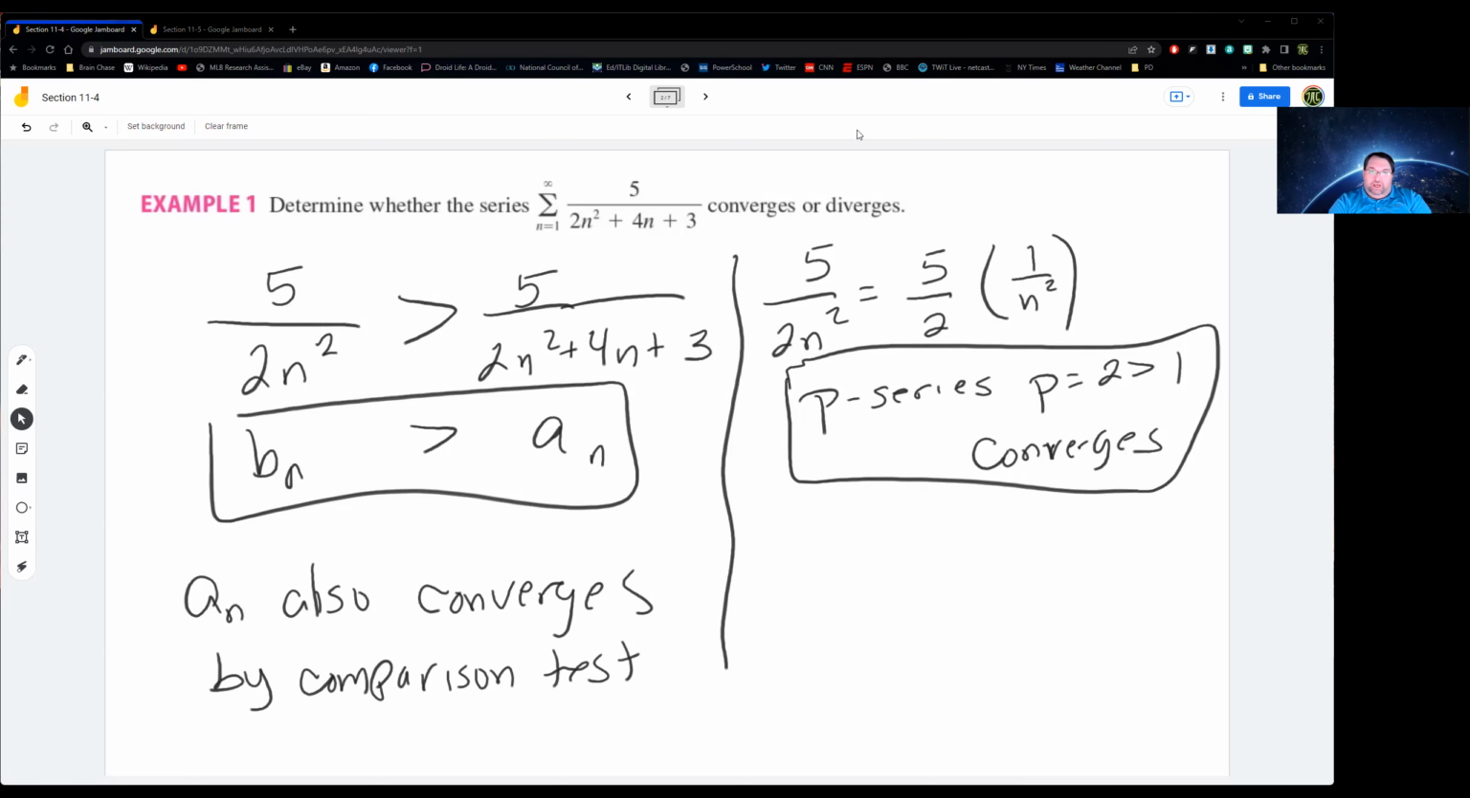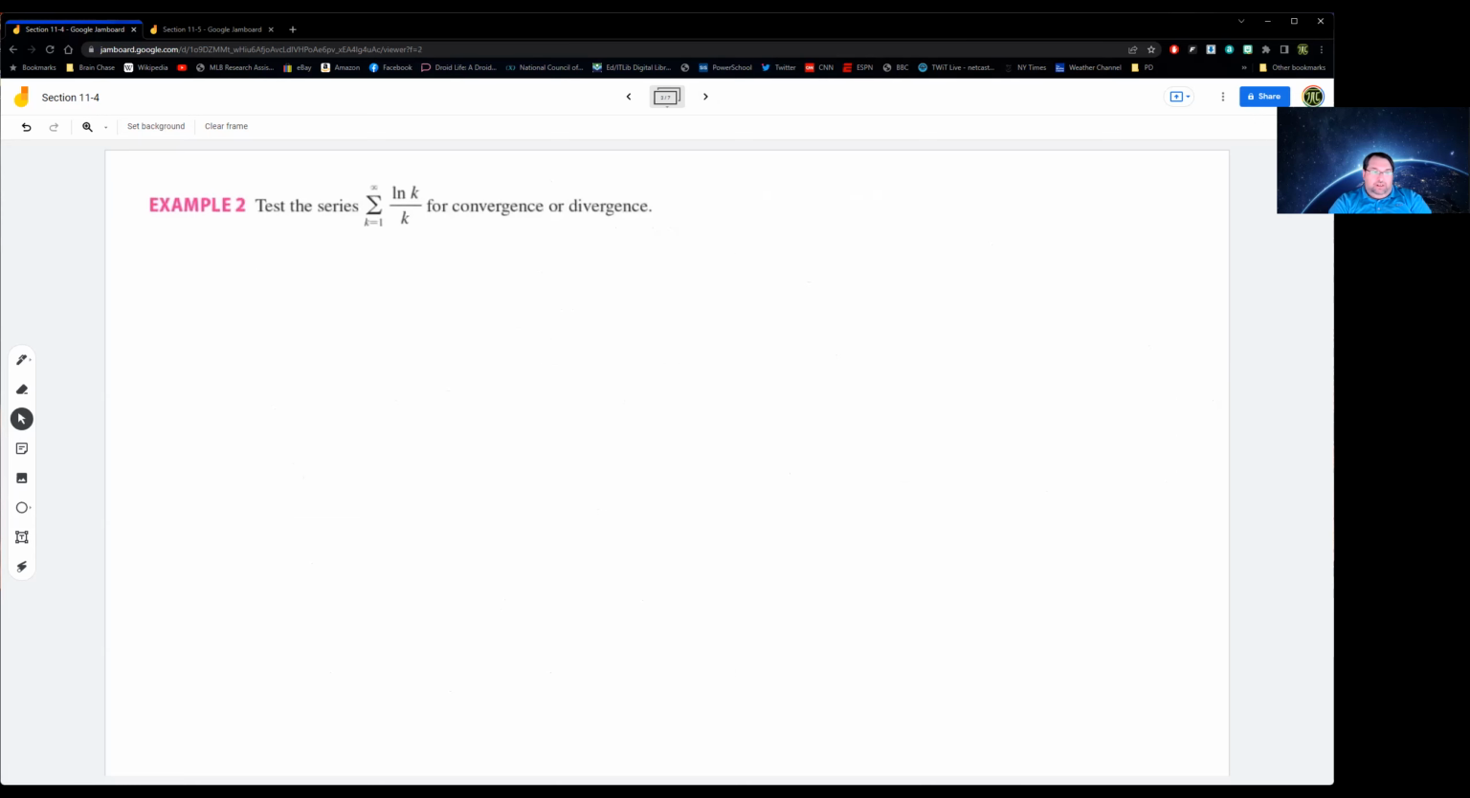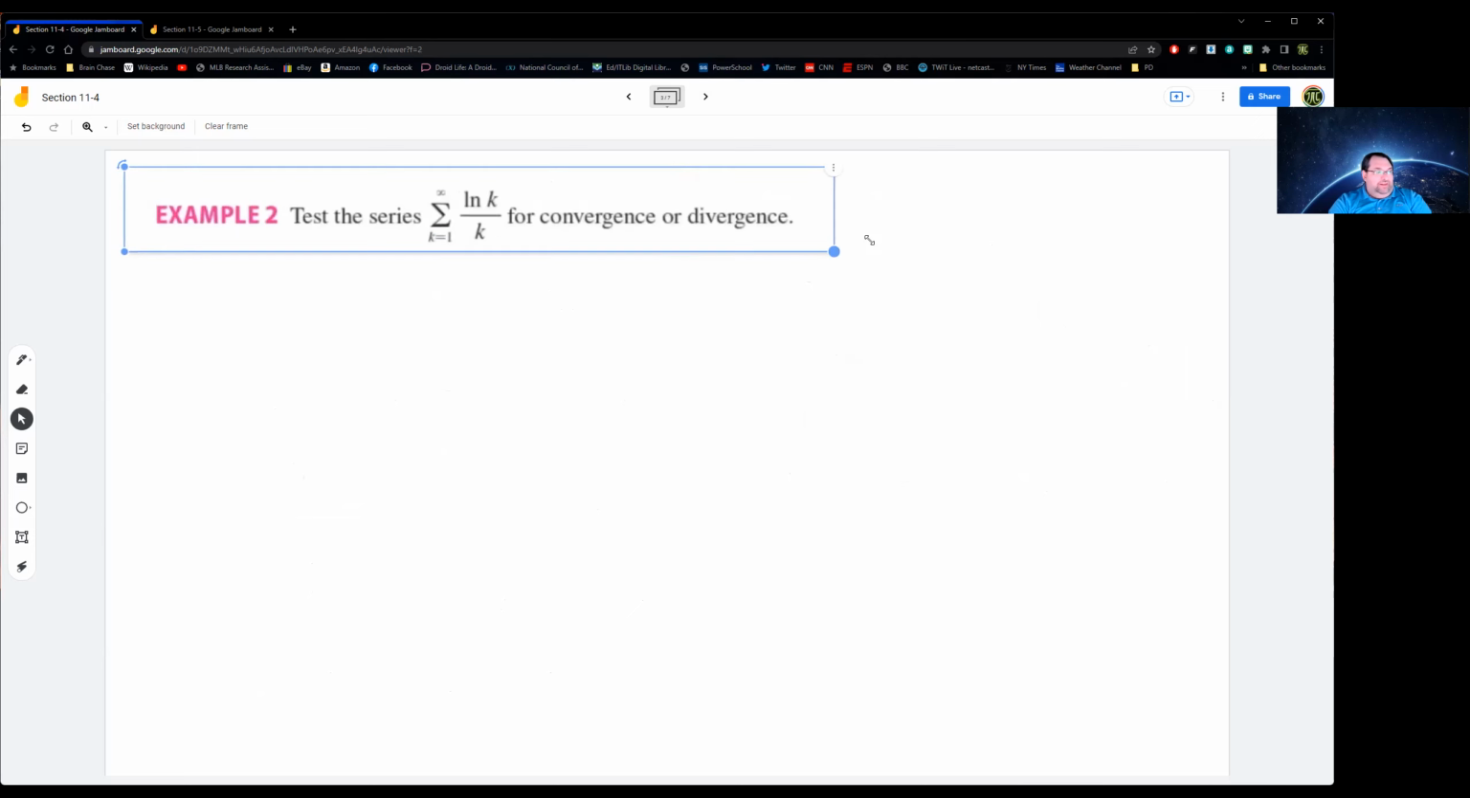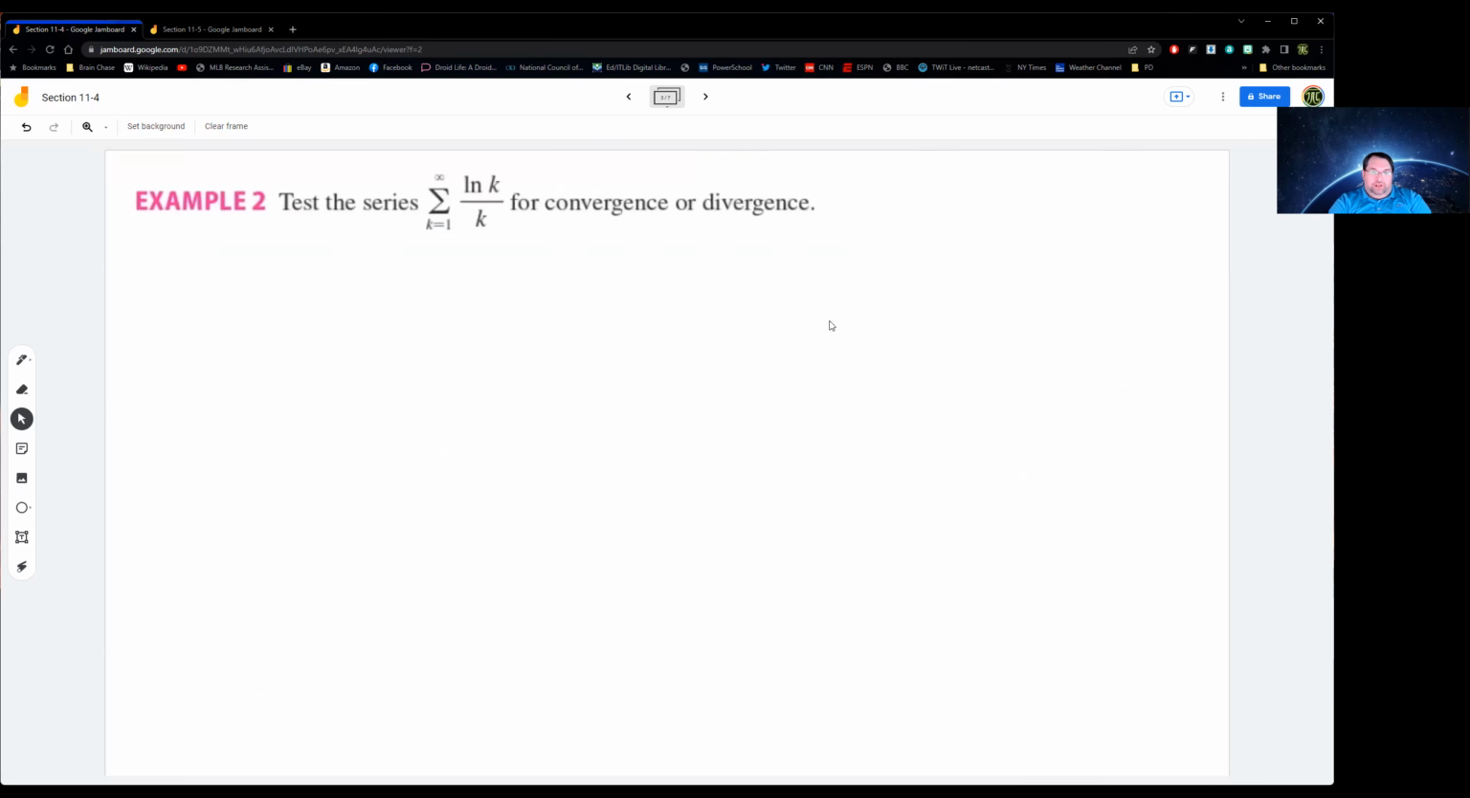Let's look at this one next. This one we've actually already done. We did the integral test for this one in class on Thursday, and we found out that it diverged. So let's look at this actually as a comparison test now, to see if instead of having to do the integral test, we can do it as a comparison test.